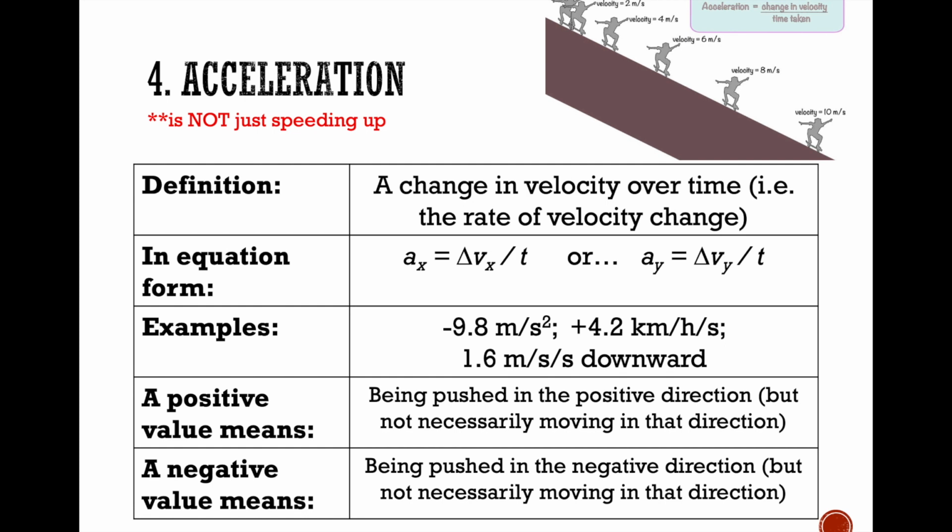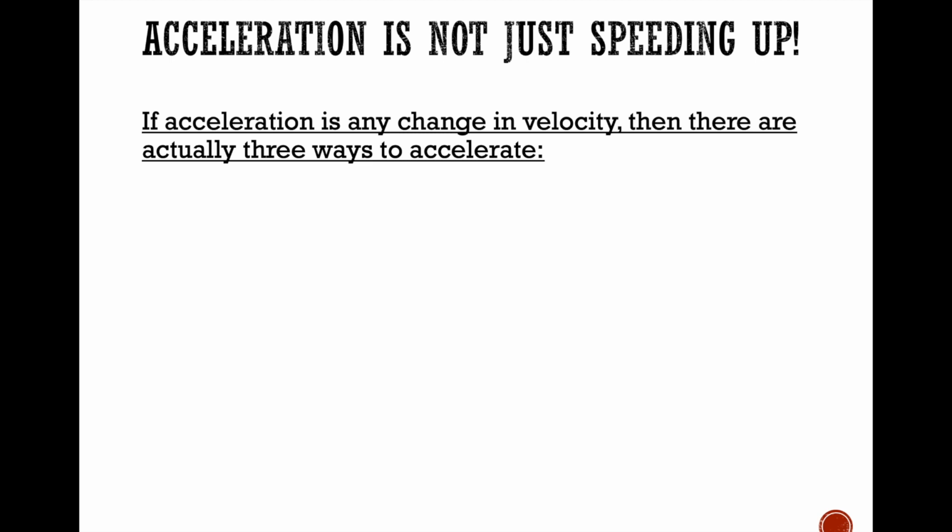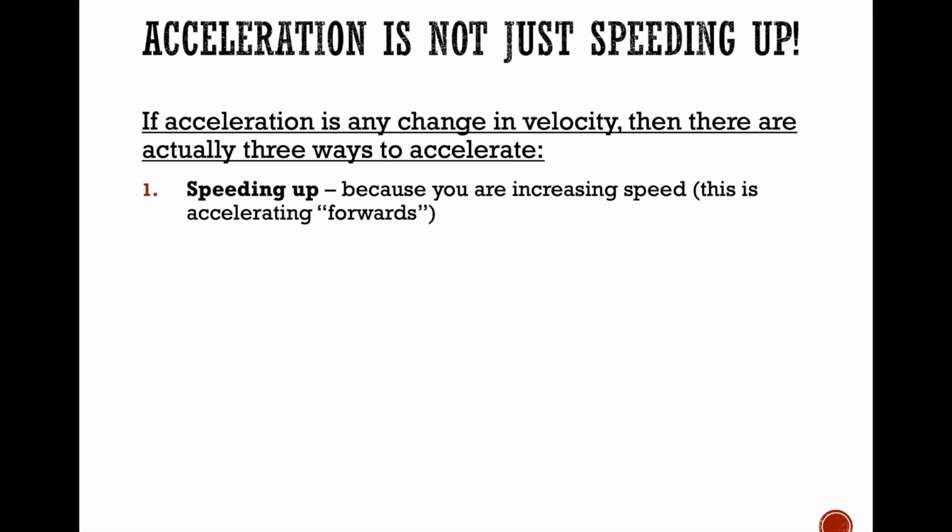So position, displacement, velocity, acceleration. This was what I was mentioning earlier, that acceleration is not just speeding up. So if acceleration is any change in velocity, then there's actually three ways to accelerate. I mentioned the first two already. The first is speeding up because you're increasing your speed. This we would call accelerating forwards, right? Like, in other words, you're being pushed in the direction that you're already going.